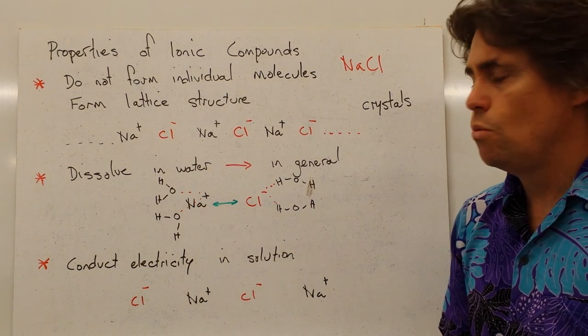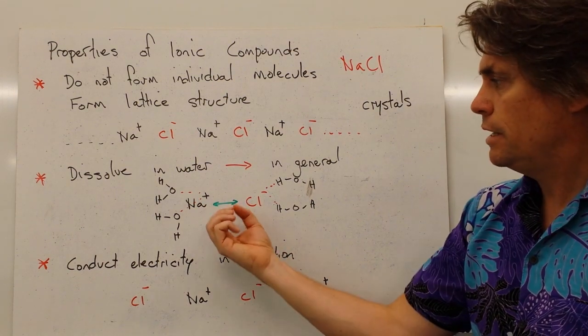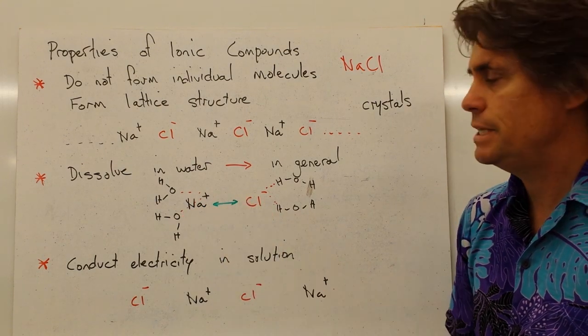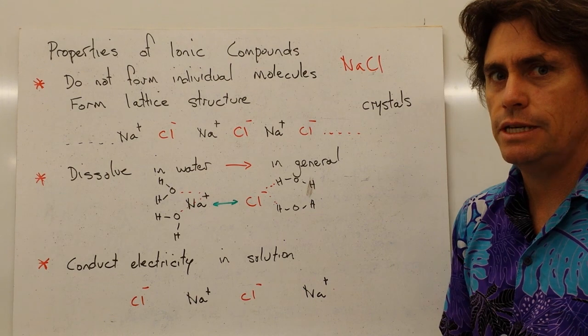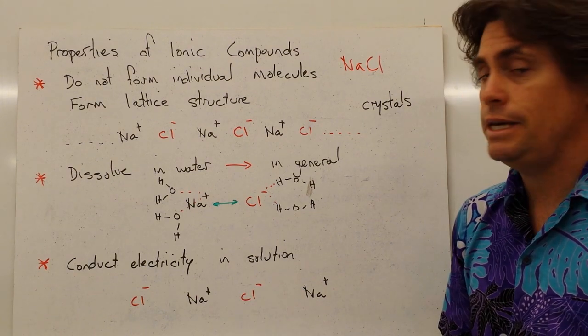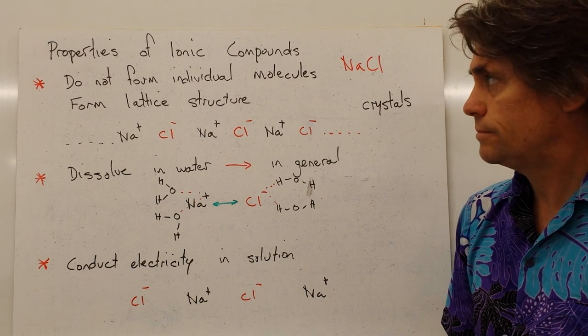So as we add more water to the sodium chloride, it'll pull the sodiums and the chlorines apart from each other, and eventually we won't see any table salt in the water. Instead, the sodium and chlorine will be dissolved in that water.